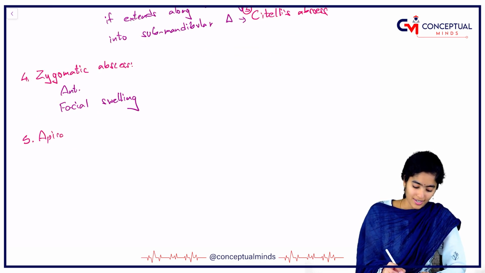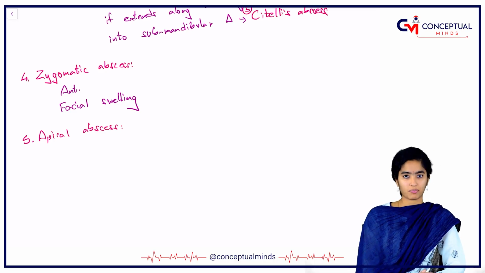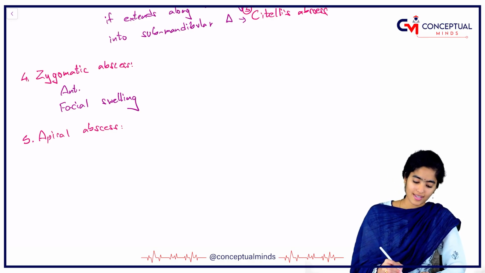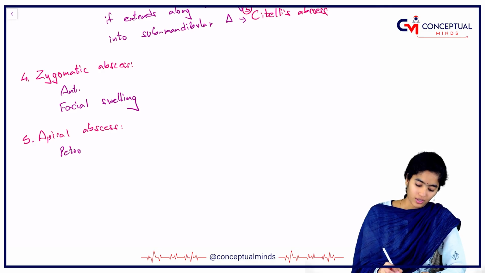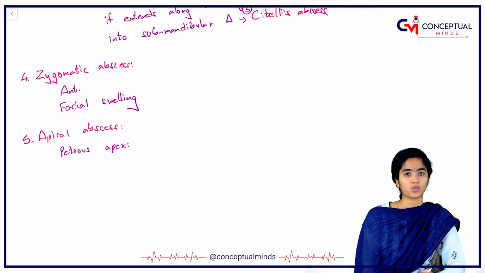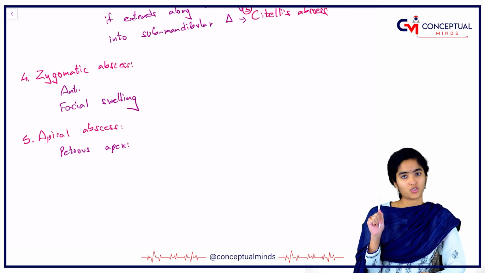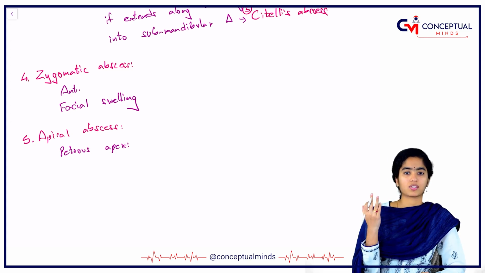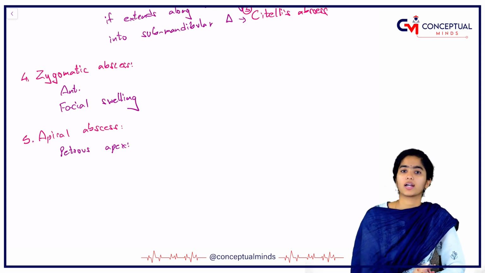Then we have something called the apical abscess. What is about this? Now this abscess extends up to the petrous apex. And what is the very famous sign that you see in petrositis? Gradenigo syndrome. How does the Gradenigo syndrome present? There is ear discharge and the fifth and the sixth nerves are also involved. So you have deafness, there is cervicofacial pain, diplopia and all of that.